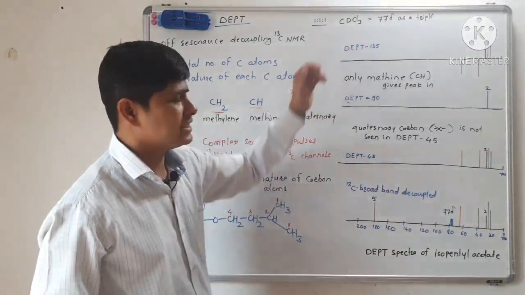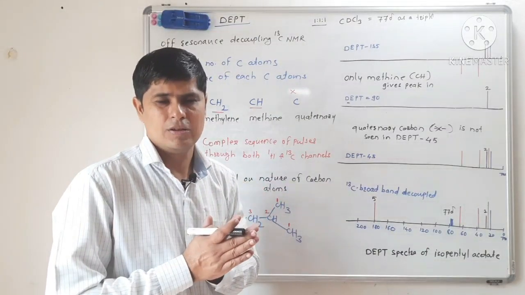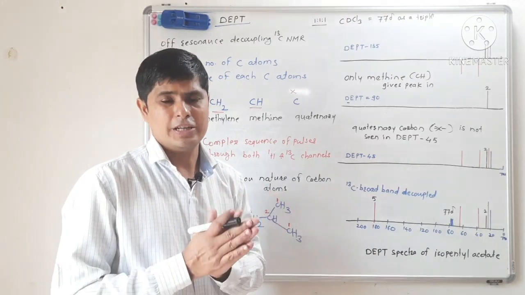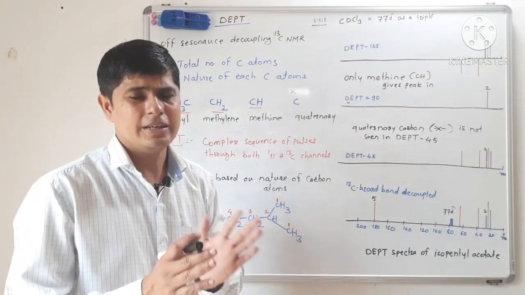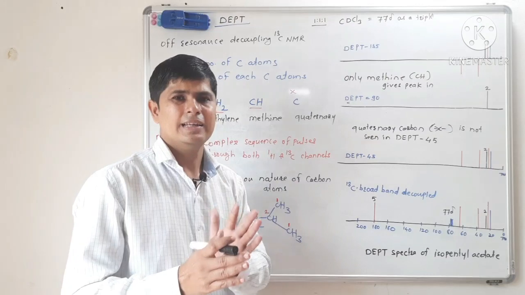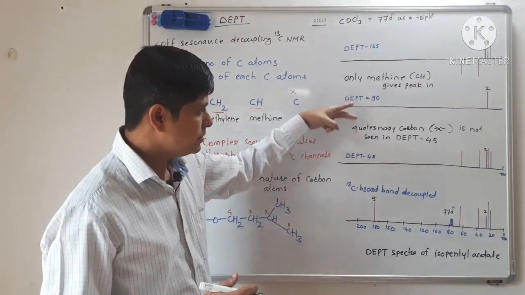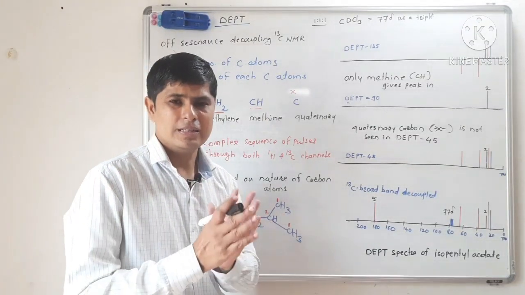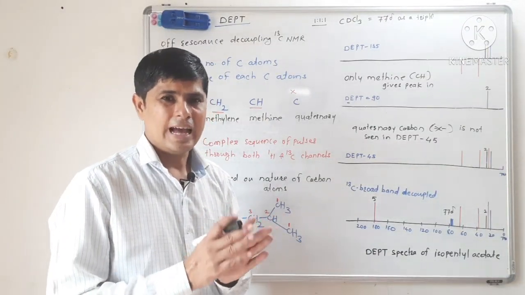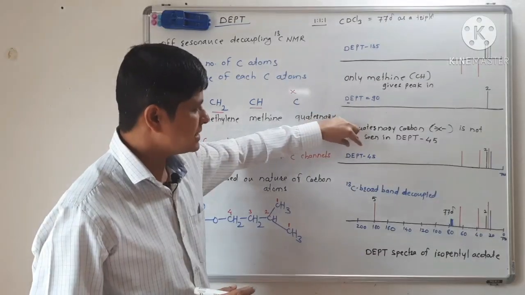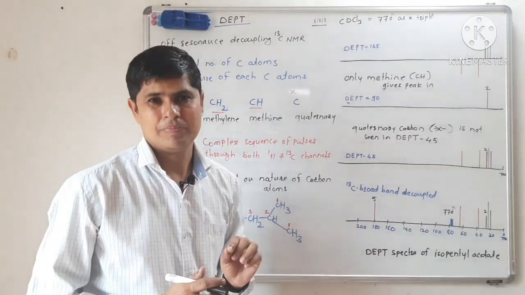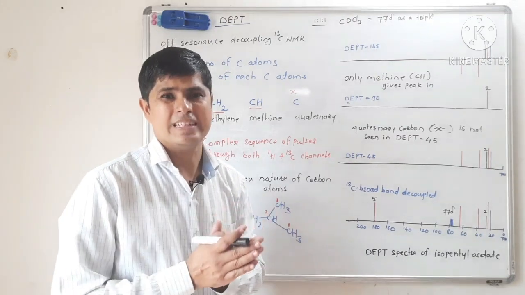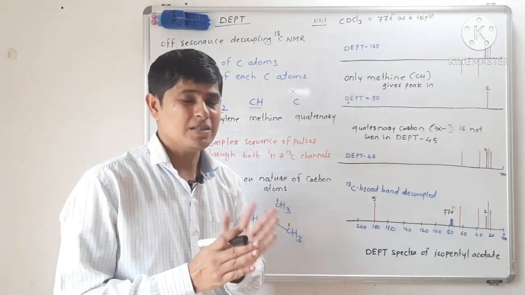Now let us see the next trace, that is the topmost trace of depth, that is depth 135. See this depth 135, it is a little bit more complicated than the rest of the two techniques, that is depth 45 and depth 90. In terms of what? In terms of appearance of signal.